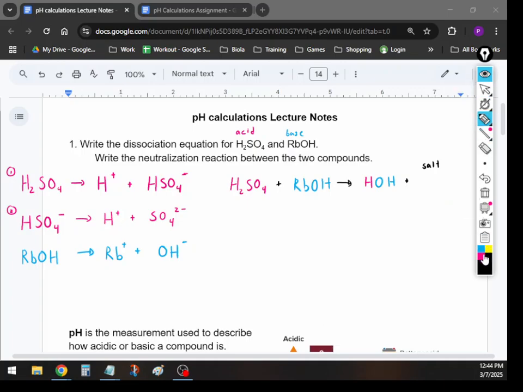In order to make the salt, we need to figure out what ions these two things break up into. So, let's start with the acid. We know that the acid releases hydrogen, right? So, there's going to be two hydrogens that it gives up, and SO4.